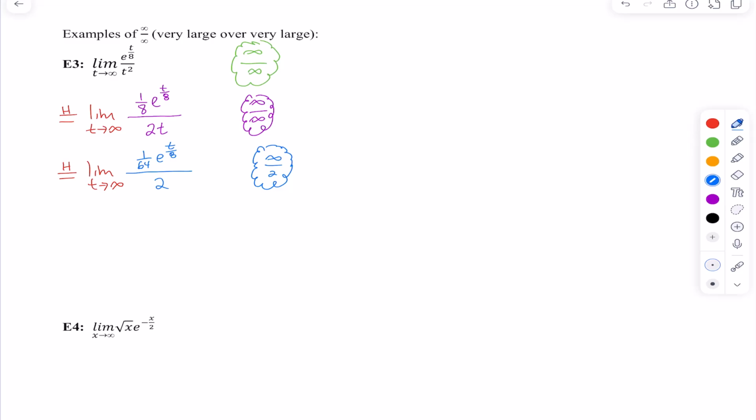So what's very large over 2? Well, that's going to go towards infinity. And that's another way of saying this limit does not exist, okay? You do know that the function values are getting very, very large. It does not approach a finite number, so we do know that this limit does not exist.